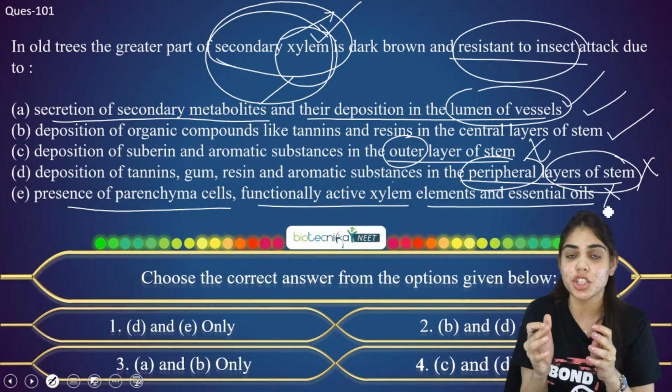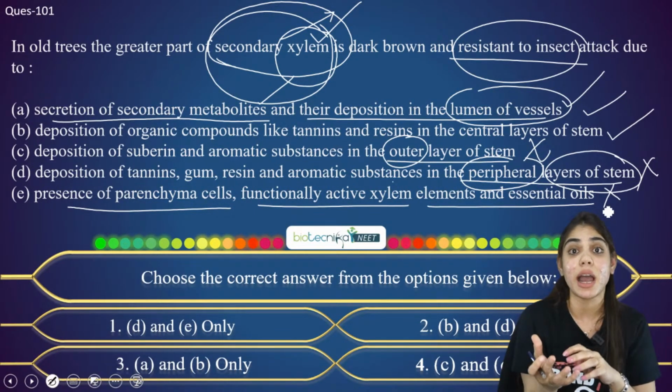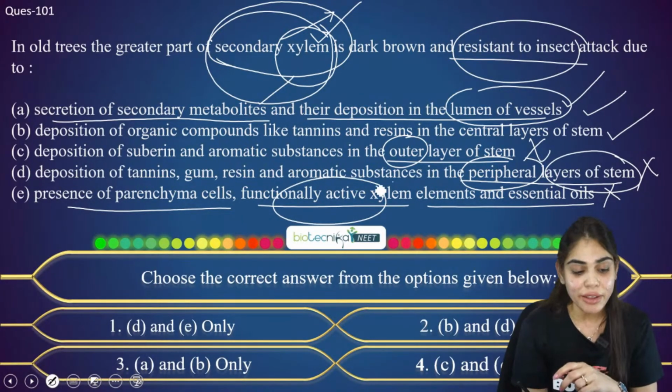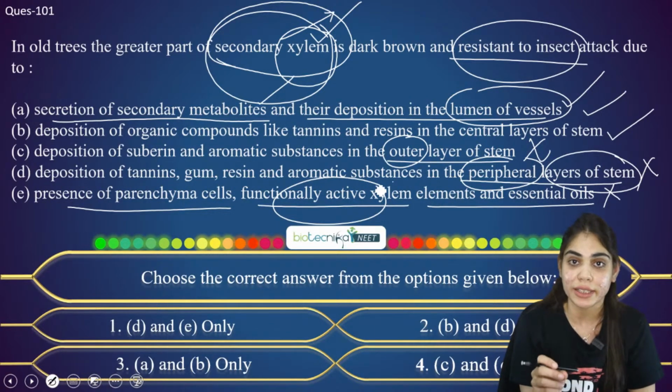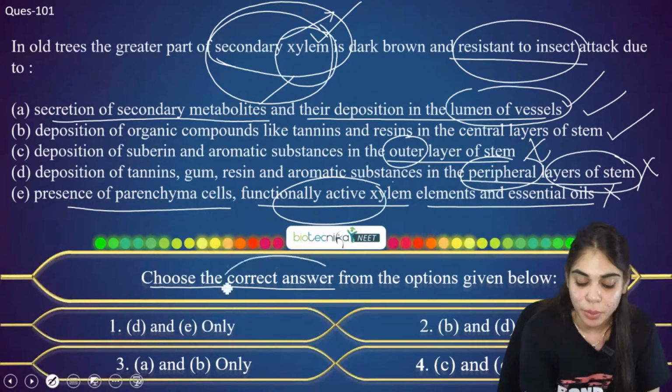Here, this deposition of aromatic compounds takes place and is actually providing the plant an outer hard covering. So this is not functionally active. Now we have found, after reading 5 statements, only 2 statements are right: that is option A and B. So here you have to choose the correct answer from the options given below.